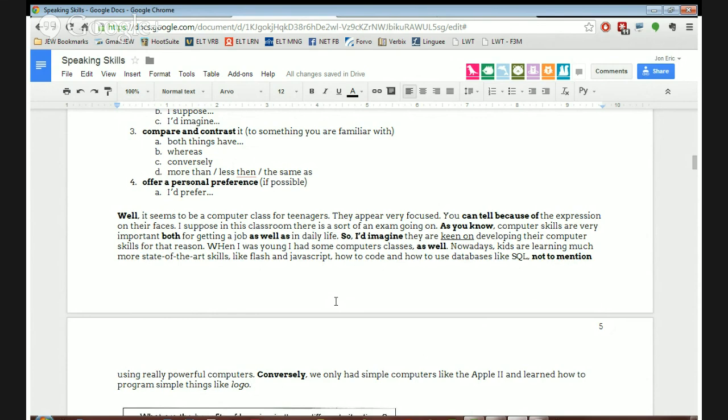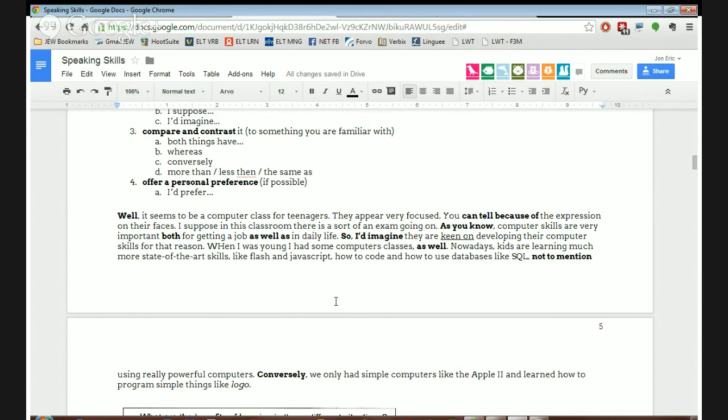Well, it seems to be a computer class for teenagers in the first picture. They appear very focused. You can tell because of the expression on their faces. You know, I suppose in this classroom there's a kind of exam going on. As you know, computer skills are really important, both for getting a job as well as in daily life. So I'd imagine they're keen on developing their computer skills for that reason. Oh, that reminds me. When I was young, I had some computer classes as well. You know, nowadays, kids are learning much more state-of-the-art skills like Flash, JavaScript, how to code, how to use databases like SQL, not to mention using really powerful computers.